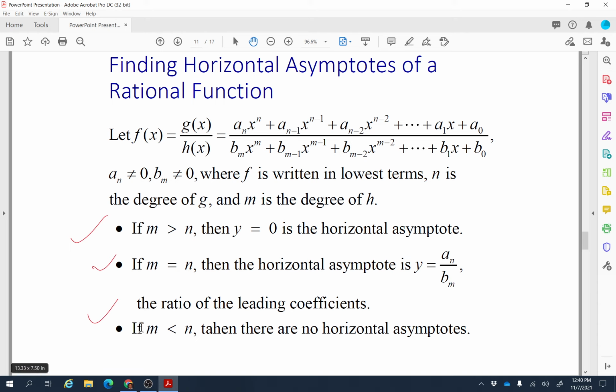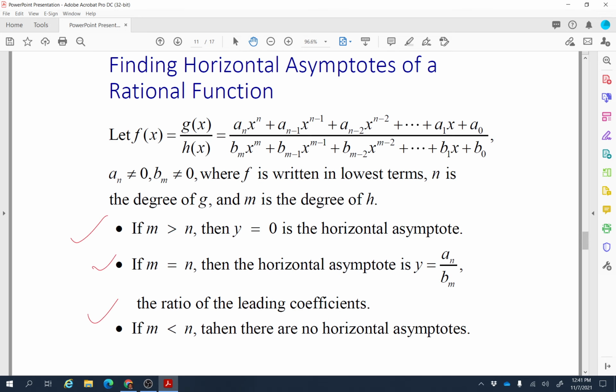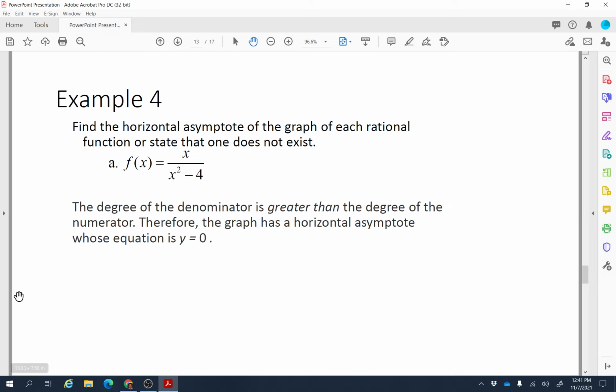In case the degree on the bottom is less than the degree on the top, meaning the degree on the top is greater than the degree on the bottom, then there will be no horizontal asymptote. One example. Here you can see the degree on the top is 1 and the degree on the bottom is 2. So the degree on the bottom is greater than the degree on the top, so y equal to 0 is your horizontal asymptote. The degree of the denominator is greater than the degree of the numerator. Therefore, the graph has a horizontal asymptote whose equation is y equal to 0. You just compare the degree on the top and bottom and you can find out this information.